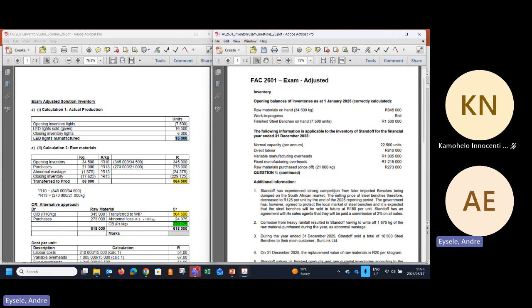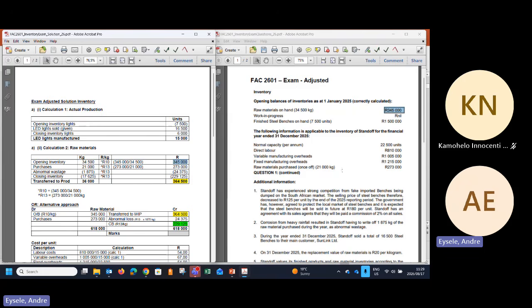So colleagues, now we can just take the items that will be transferred to work in progress. They gave us raw materials. What is the raw materials that we can transfer to production? Well, what did they give us? They said 34,500 kilograms, and the amount of raw materials is 345,000 Rand.